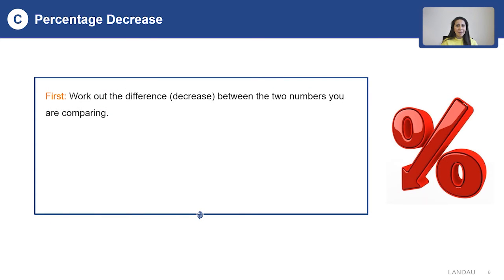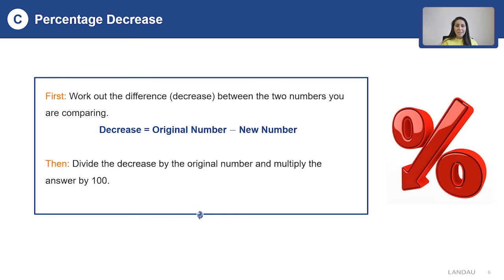Let us now discuss how to find the percentage decrease. First, work out the difference between the two numbers you are comparing. In other words, subtract the new number from the original one. Then, divide the decrease by the original number and multiply by 100. In other words, decrease divided by the original value multiplied by 100%.